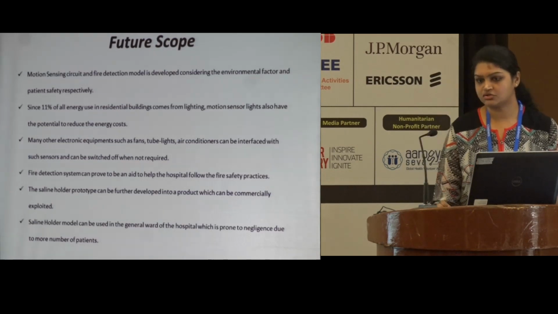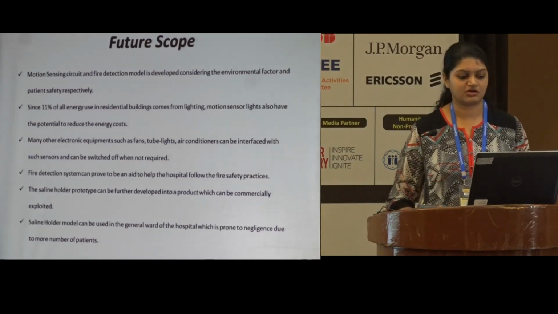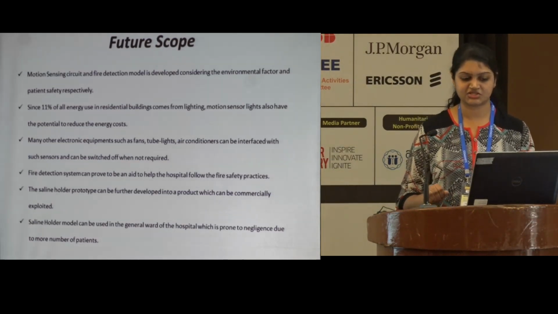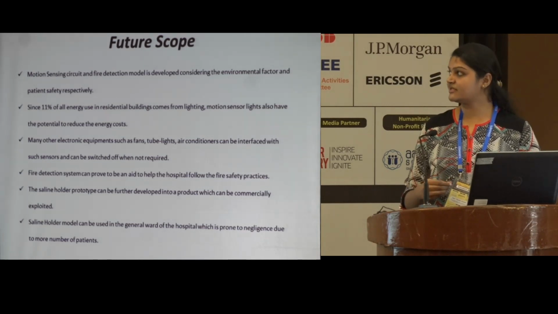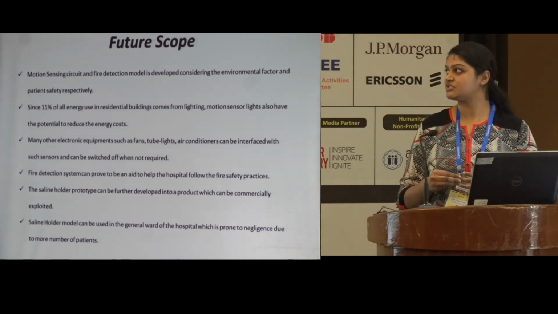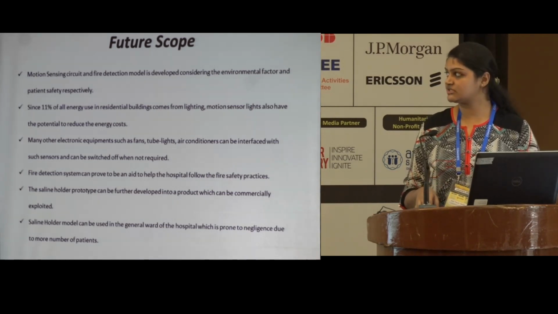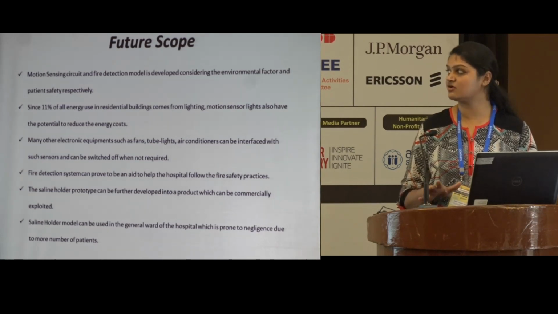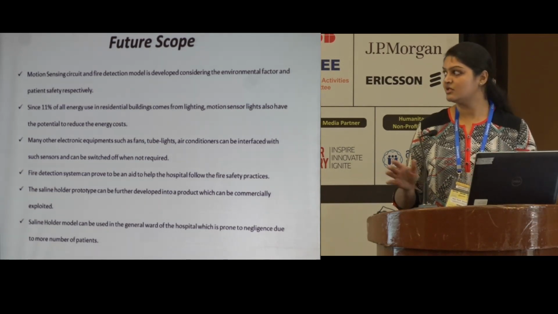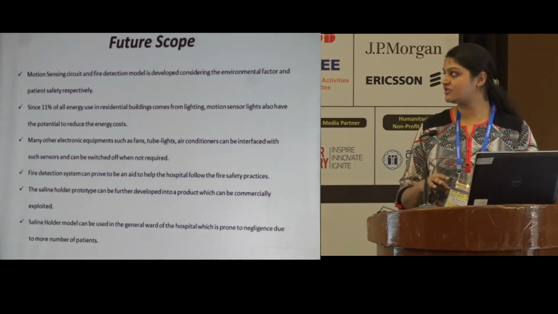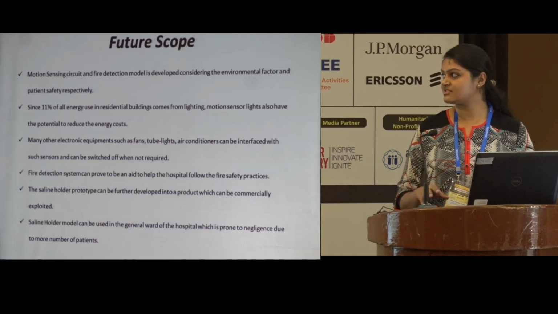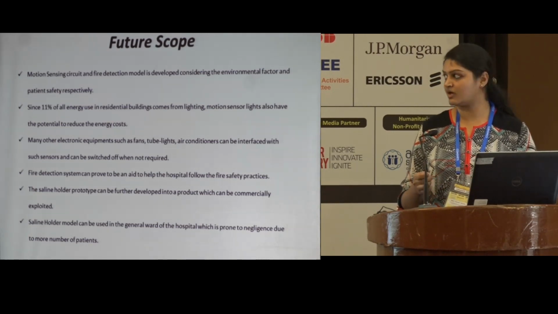For the future scope of our project, the motion sensing circuit and fire detection model are developed considering the environmental factor and patient safety respectively. Since 11% of all energy use in residential buildings comes from lighting, motion sensor lights also have the potential to help. Many other electronic equipment such as fans, tube lights, and air conditioners can be interfaced with such sensors and can be switched off when not required.